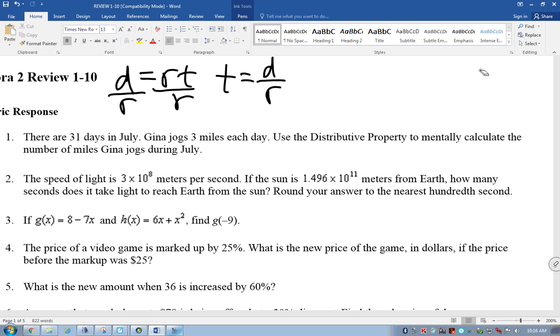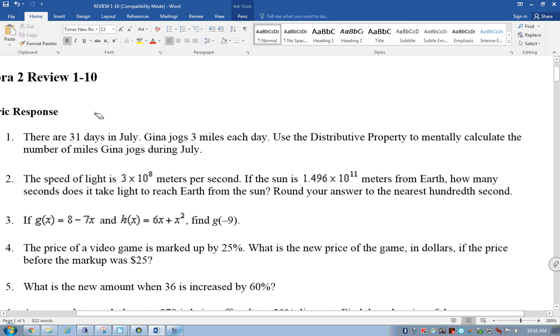Because we're doing this through Word, it takes a little bit longer to erase some things. All right, after that was all the way down to question number 15.